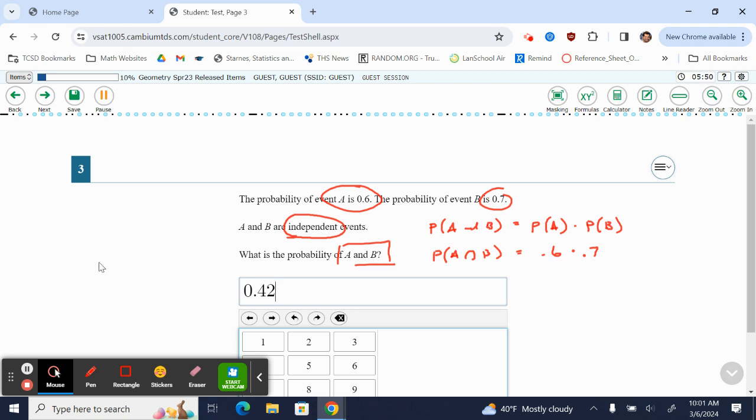Remember that rule. It's bound to be on there once or twice. The probability of A and B, two events happening at the same time, if they're independent, is just the product of their individual probabilities.